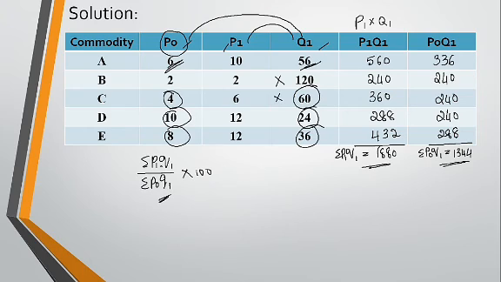Now you have to apply these values in the formula. Summation P1 Q1, that means the price index of the current year by the Paasche method is equal to, what is the value? 1880 divided by 1344 into 100. What answer do you get? You'll get 139.88. So this is the answer for the Paasche method.